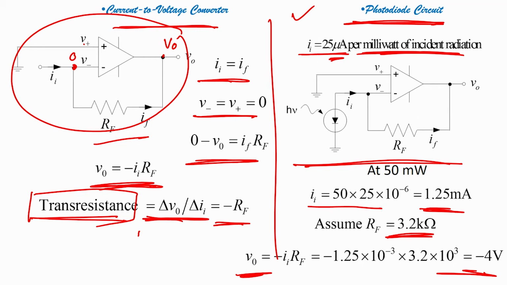Alright. So, again, if I am given a photodiode circuit as shown in the figure, and I am told that I1 equals 25 microampere, the amount of current that the photodiode generates per milliwatt of incident radiation, and at 50 milliwatt what should be the final voltage? Then I have to use this formula: I1 equals 50 into 25 into 10 raised to minus 6, which is 1.25 milliampere, and then I have to assume the value of RF. Assuming RF to be close to 3.2 kilo ohm, I will have output voltage equal to minus 4 volts.